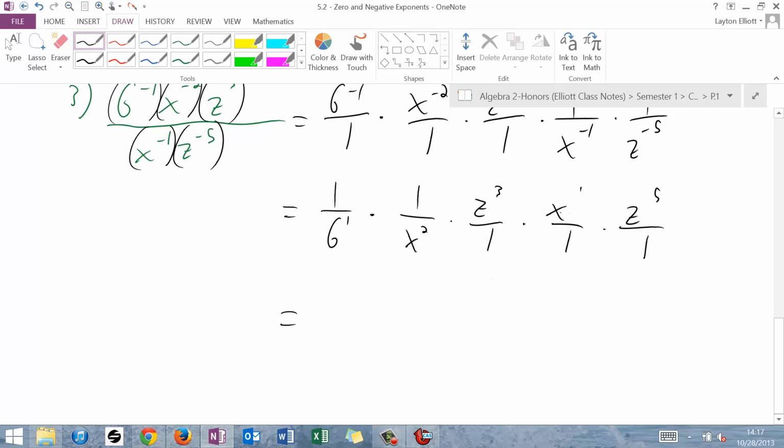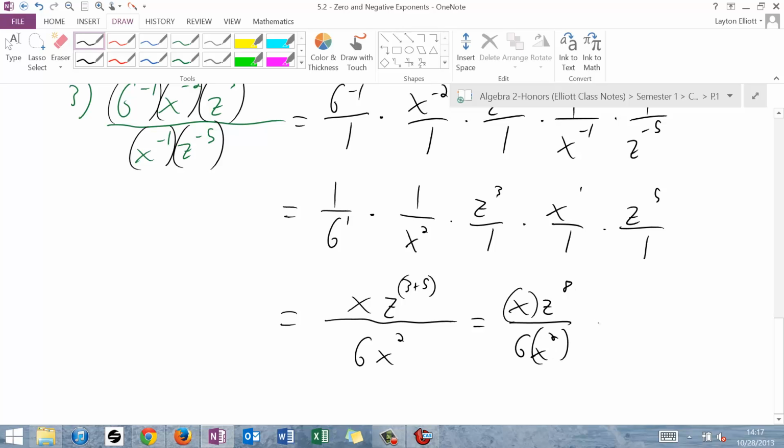And now if I bring them back together, in my numerator I have x and z to the third times z to the fifth. When we multiply with the same base, we add the exponents. That's z to the 3 plus 5. Then I have in the denominator 6 and x squared, so this is going to be x times z to the 8th power over 6x to the second power. Then if I look at these two, I can reduce that to get this.